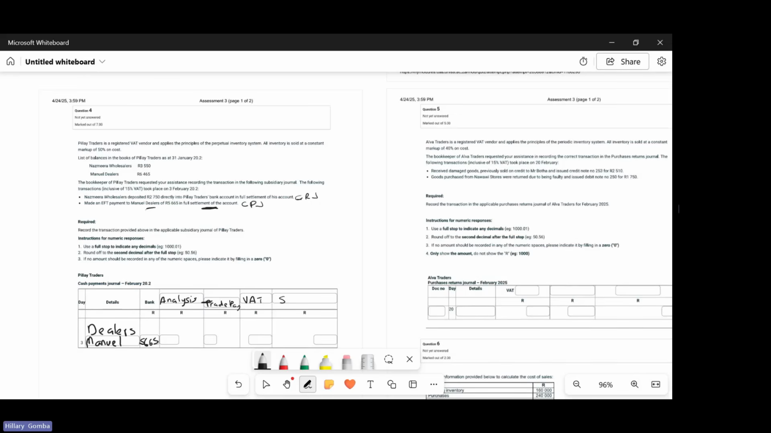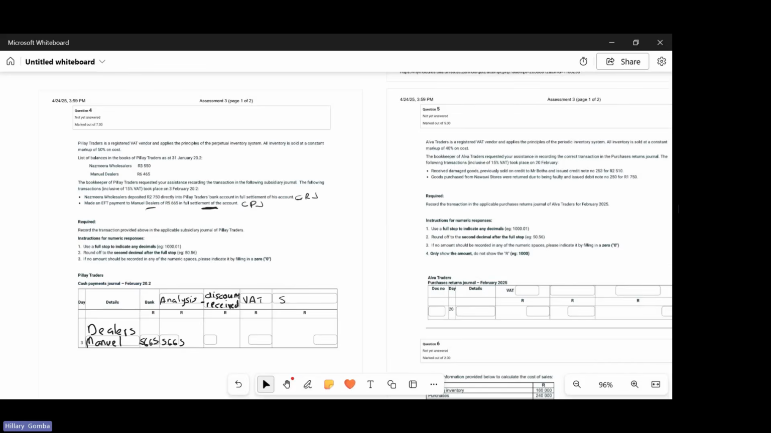Do you all see that? I think here it's supposed to be settlement discount received. I think it's supposed to be discount received. And then on analysis, you will still record the 5,665.